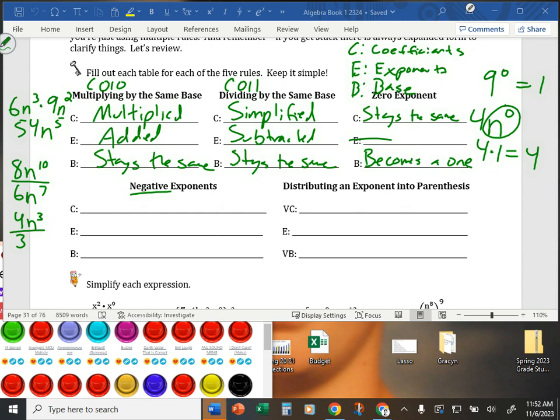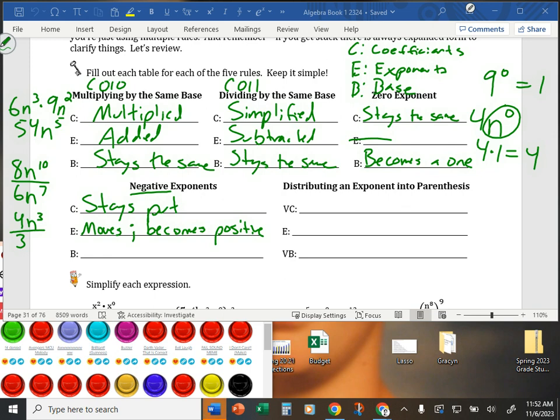Landon? They're unaffected by the power. The coefficient stays put. It doesn't move anywhere. Okay, what moves is the exponent. That negative power moves and becomes positive. Right? It moves and becomes positive.